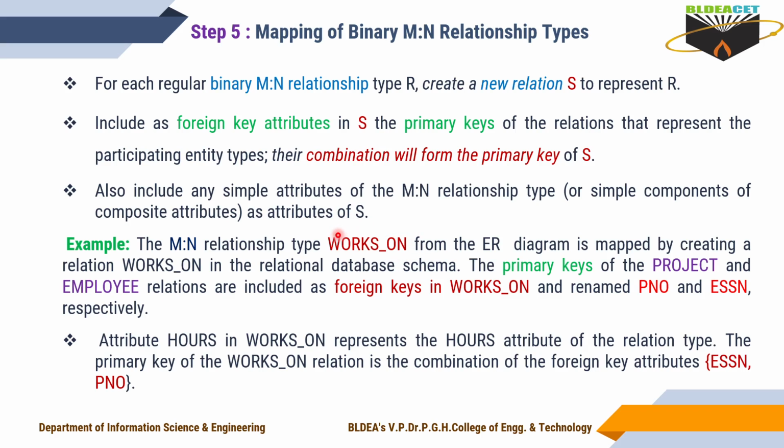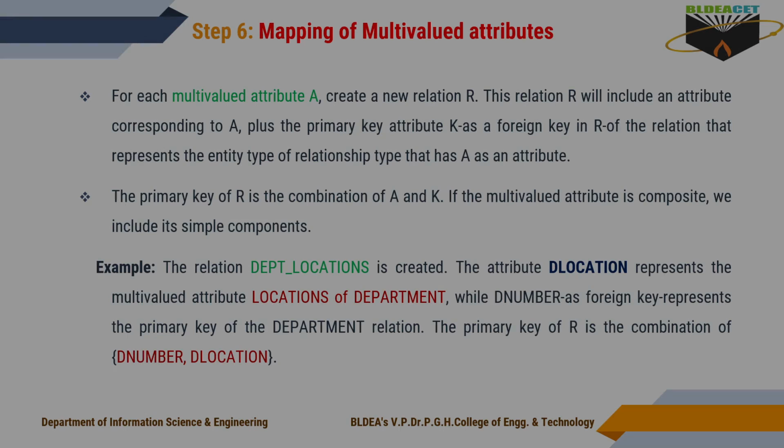So what does S works on contain? Attributes of works on are the primary key of the project table and the primary key of the employee relation. So these are the primary keys. PNO is the primary key of the project and SSN is the primary key of the employee, and these two things you take as foreign keys in the new relation works on here. This is about the mapping of M is to N relationship types.